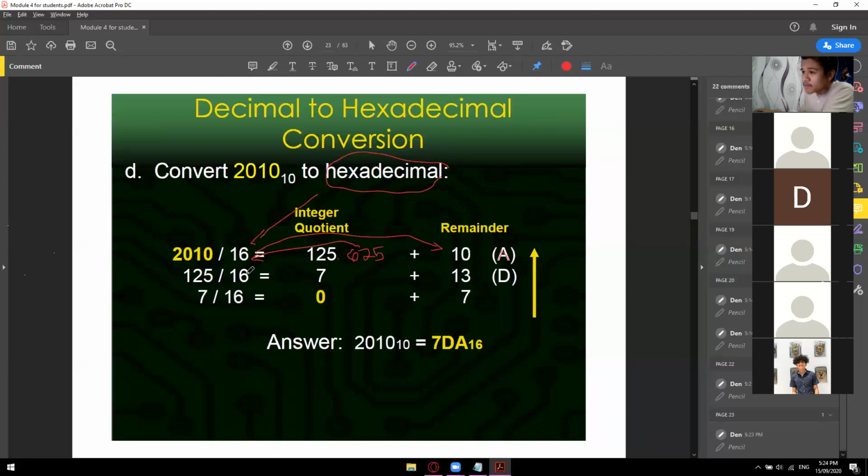Then copy this 125 divided by 16, then you will get 7 point something. Anong point dito? Divided by 16, 0.8125. So multiply this 0.8125 to 16, then you will get 13. So again, in hexadecimal 13 is letter D.